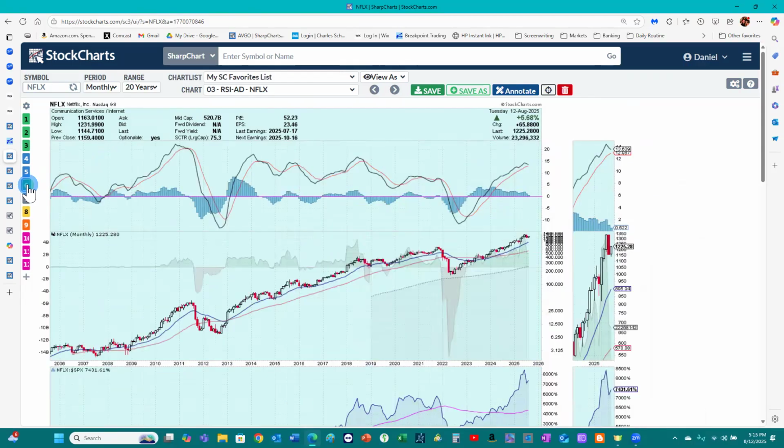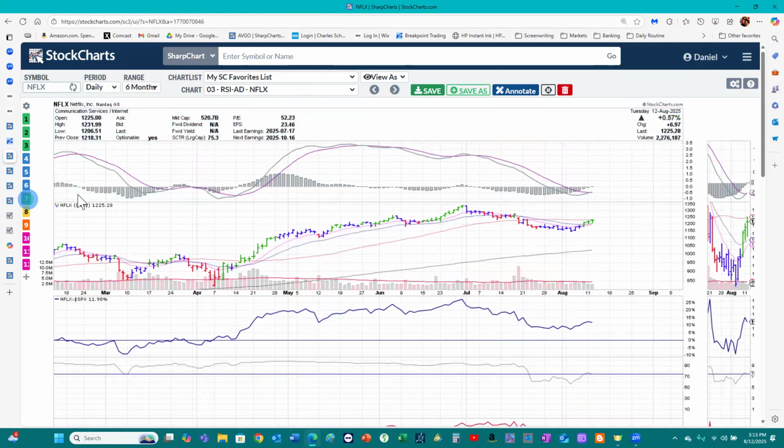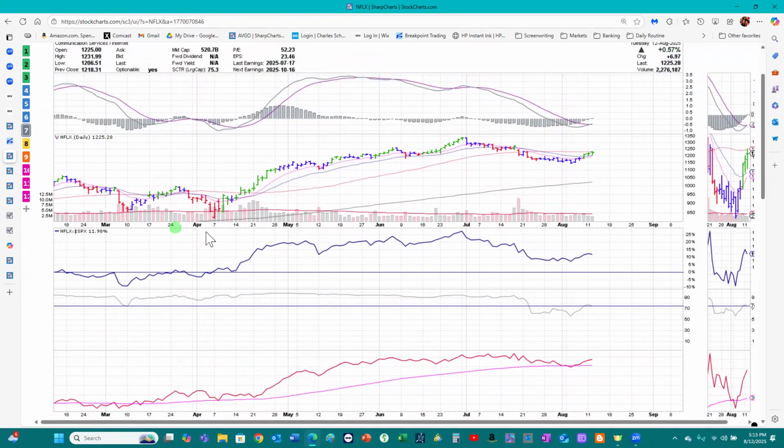Number 6 is a monthly, so I'm going further back. Number 7 is the IBD format. So this is almost identical to what Investors Business Daily uses, plus I've added a little bit more to it, like the AD line and the scooter line down here.